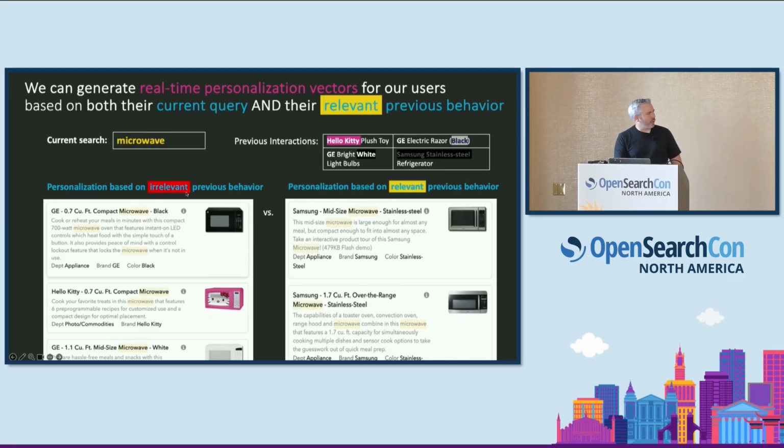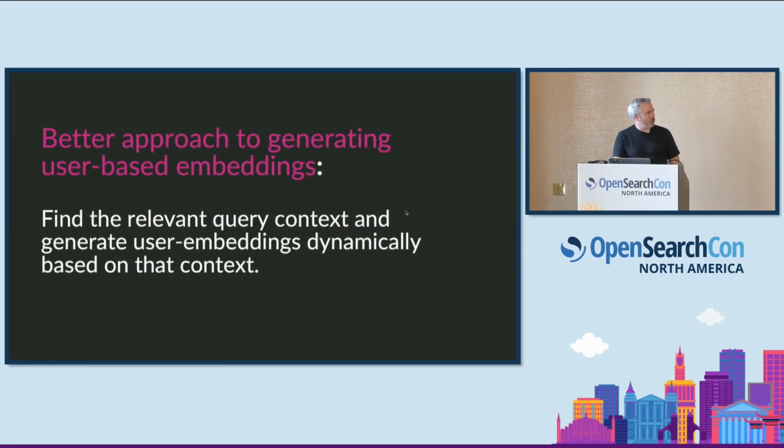The ones on the left are pretty irrelevant because they're using all the past behavior, and the ones on the right are only using the vectors from the items that are actually associated with the search being run now. So a better approach to generating user-based embeddings is to find the relevant query context and then generate user embeddings dynamically based upon that context.